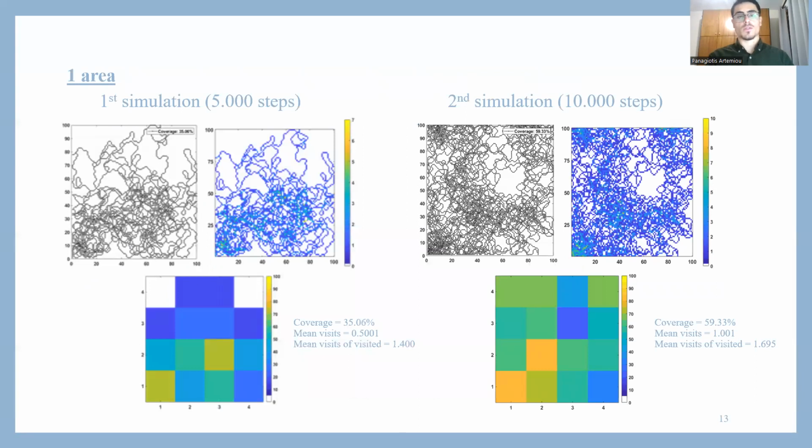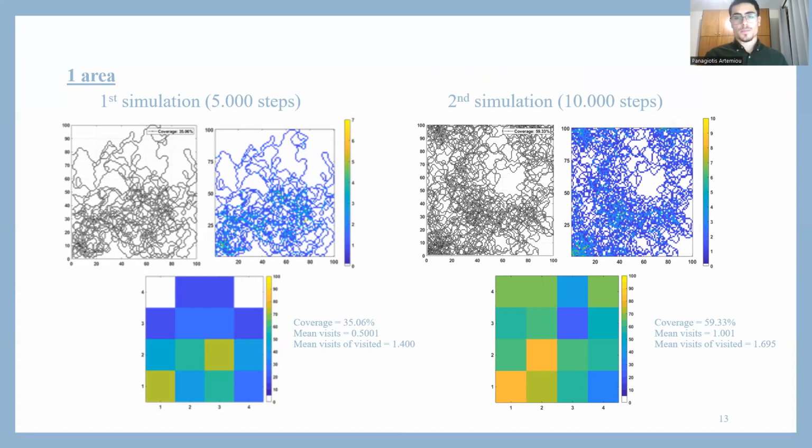We can see for 5,000 steps that the coverage is about 35%. For 10,000 steps, the coverage is about 59%, and the mean visits are 1.4 and 1.7 roughly respectively. We can see that the coverage here is not uniformly distributed inside the area, and there are areas that are visited up to 10 times and others that are not visited at all.